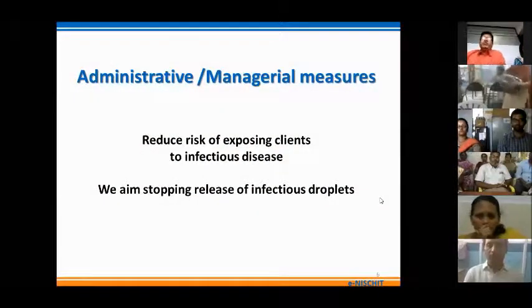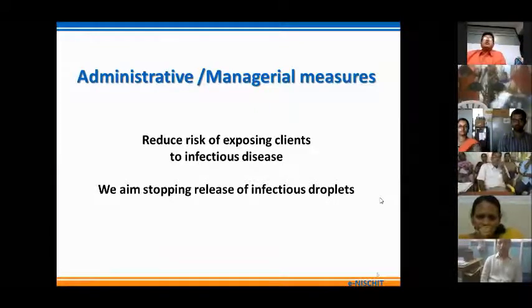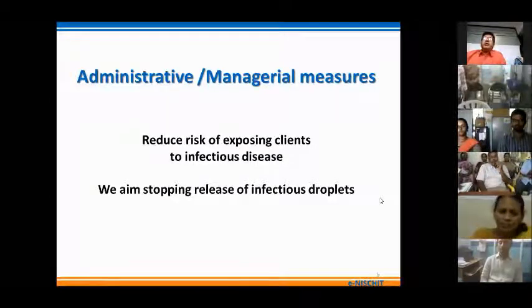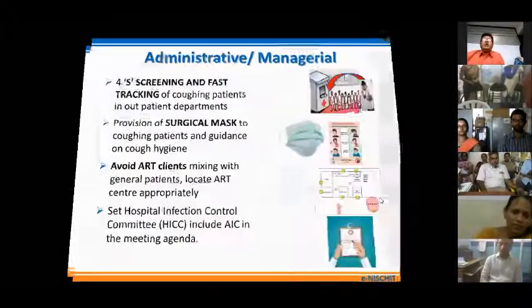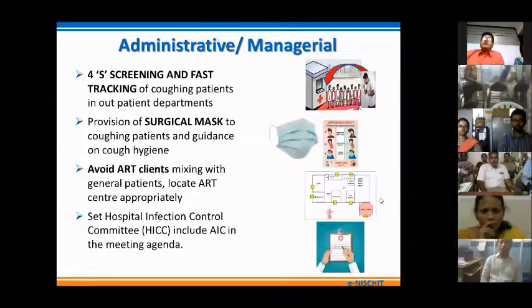We would go one by one into the different measures now. Administrative and managerial measures. Here we are aiming at reducing the risk of exposing clients to infectious diseases. Like the picture which we have seen, we are trying to reduce the exposure of these clients to the infectious disease which is prevalent around, the infectious bacillus, the droplets, and prevent them from getting infected. We also aim at stopping the release of infectious droplets. So what happens here is the source of infection; we also try to prevent that source of infection from coming into the general environment.